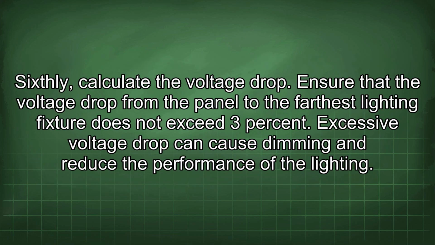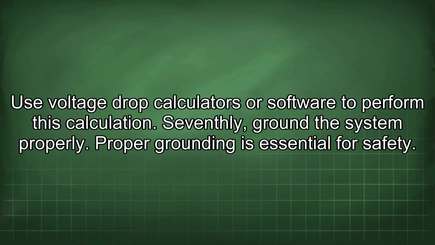Sixthly, calculate the voltage drop. Ensure that the voltage drop from the panel to the farthest lighting fixture does not exceed 3%. Excessive voltage drop can cause dimming and reduce the performance of the lighting. Use voltage drop calculators or software to perform this calculation.